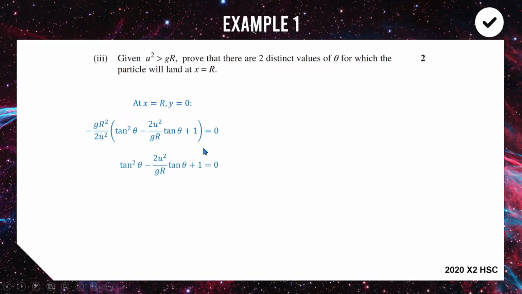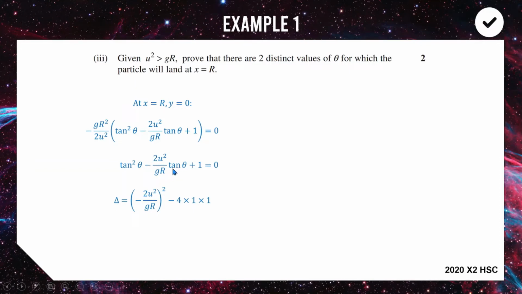And now looking at this quadratic, if we're trying to show that this has 2 solutions, the quickest way to do that is to show that the discriminant, which is the part inside the square root of your quadratic formula, is bigger than 0, and that's going to tell you you've got 2 solutions. Okay, so here's our discriminant. We've got b squared minus 4ac.